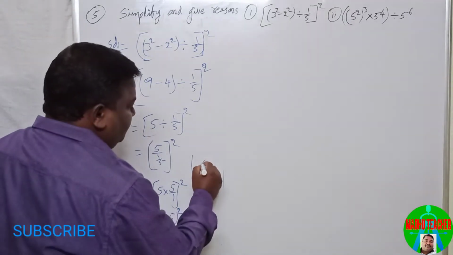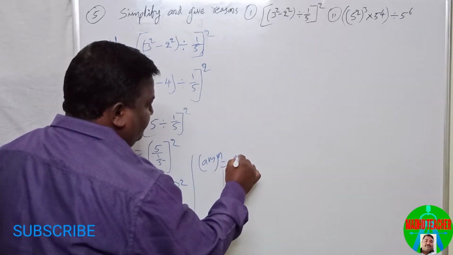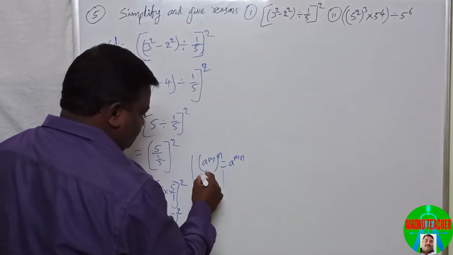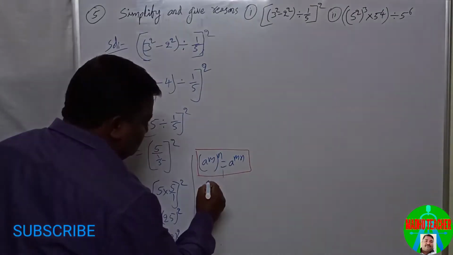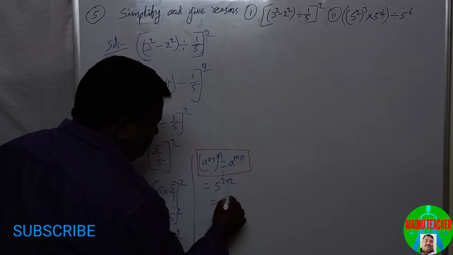It is in the form of a to the power of m whole to the power of n, that equals a to the power of m into n, that is mn, that equals 5 to the power of 2 into 2, that equals 5 to the power of 4.